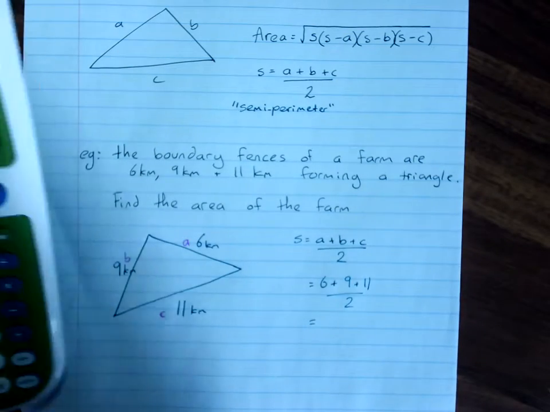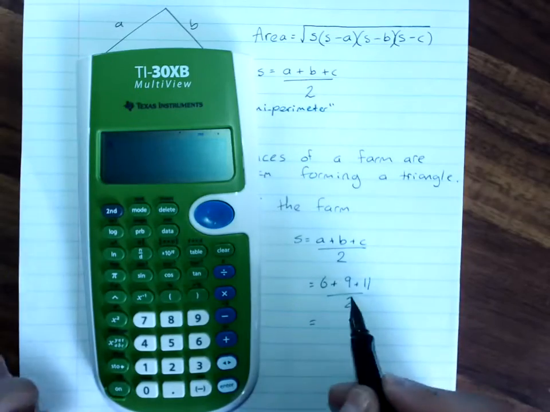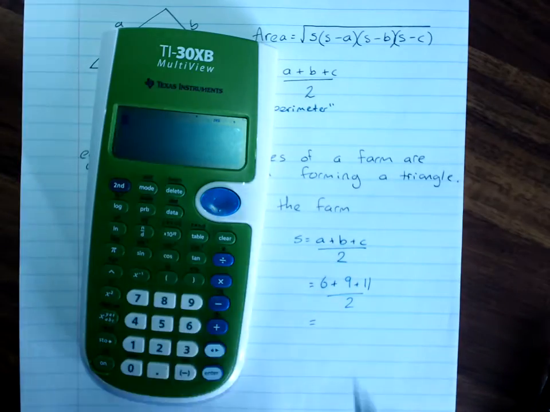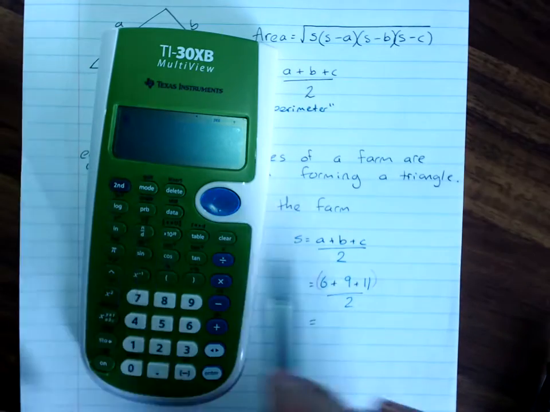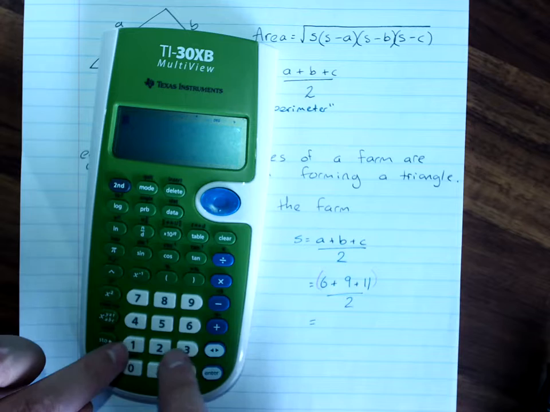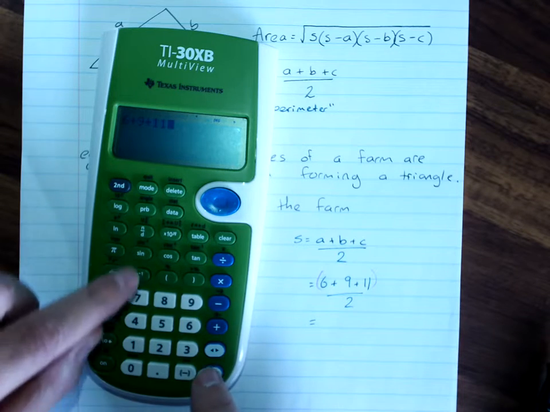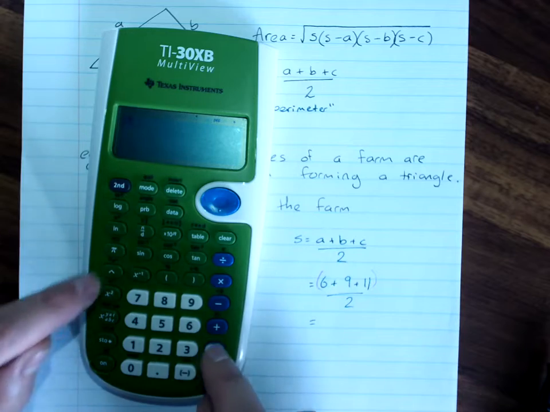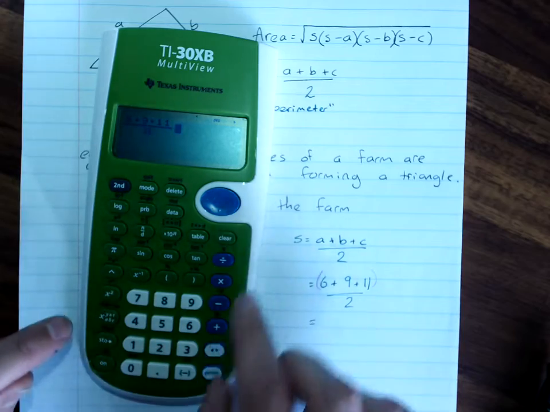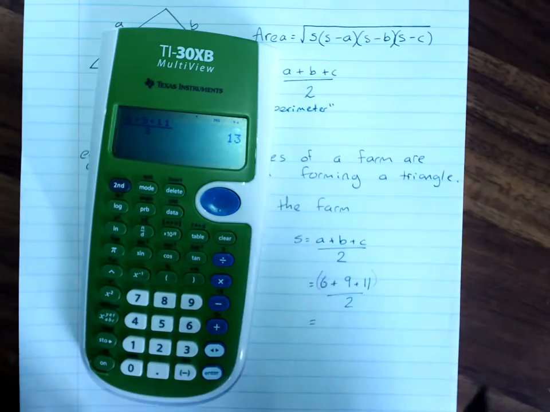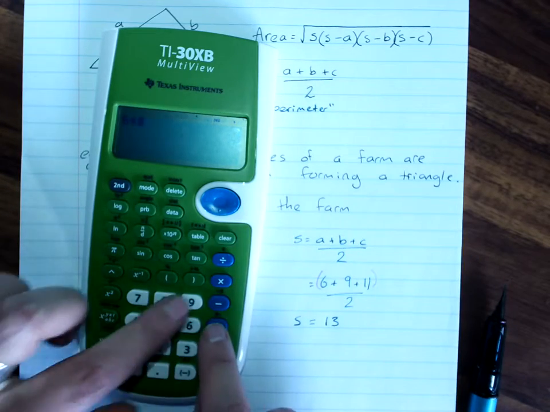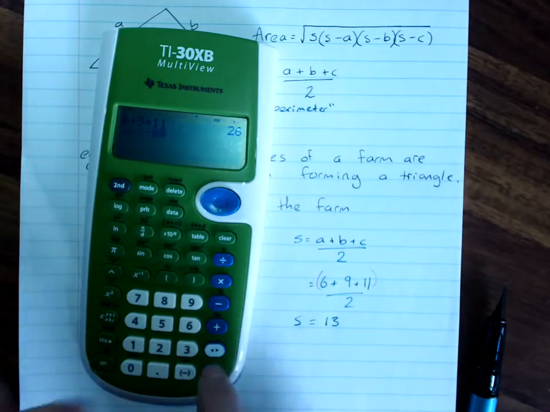Remember that the sum on top of a fraction has to be either given brackets, or use the over function, or evaluate this first and then divide by 2, because order of operations is happening in here. So 6 plus 9 plus 11 divided by 2, if we prefer to do it that way. So I've got S equals 13, or of course I could have just done 6 plus 9 plus 11, got the answer, divided by 2.